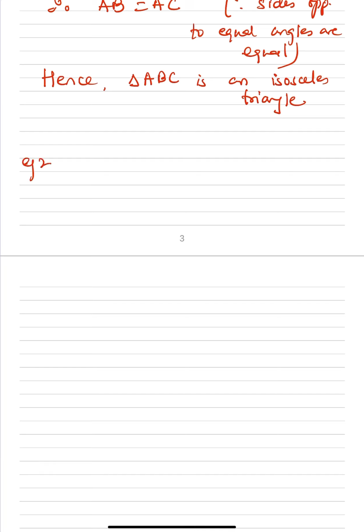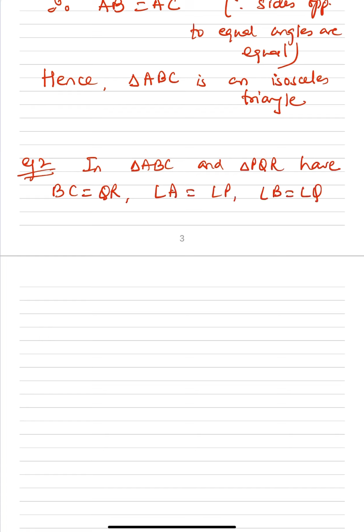Let us take one more example regarding the A.S.A congruency. Now, in triangle ABC and triangle PQR, we have BC is equal to QR, angle A is equal to angle P, angle B is equal to angle Q. We have to show that triangle ABC is congruent to triangle PQR.